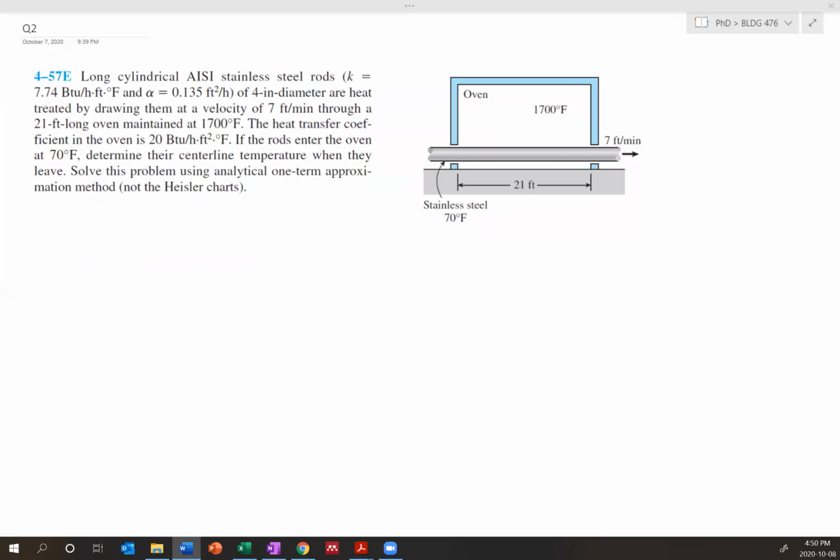So for this one, we have a long cylindrical steel rod. And so we know the K, and you'll notice this is in imperial units, but it won't make much of a difference for the analysis.